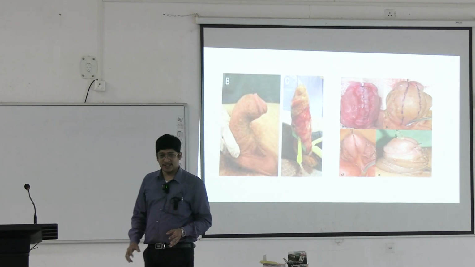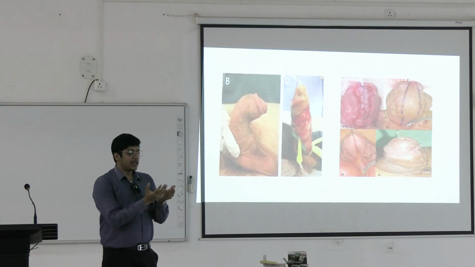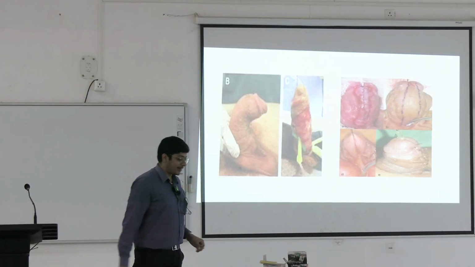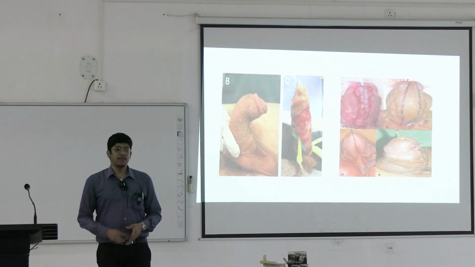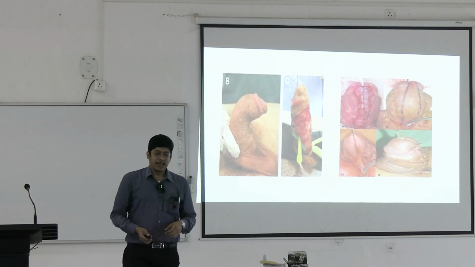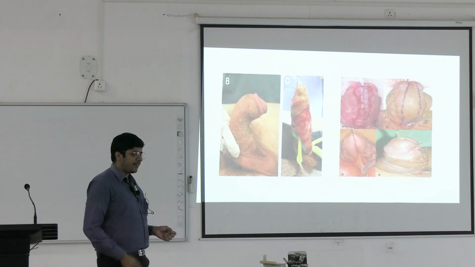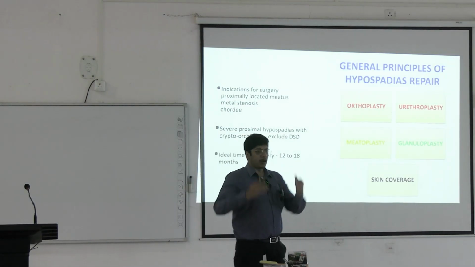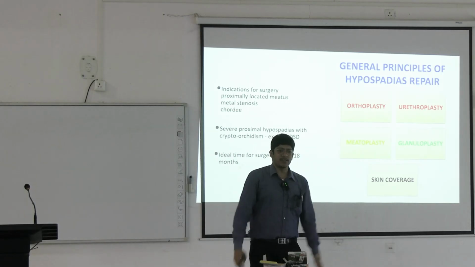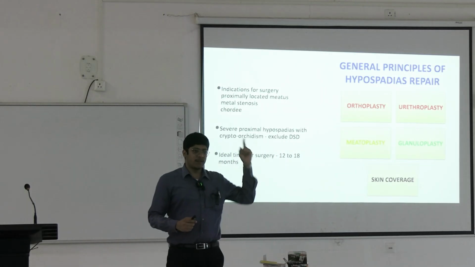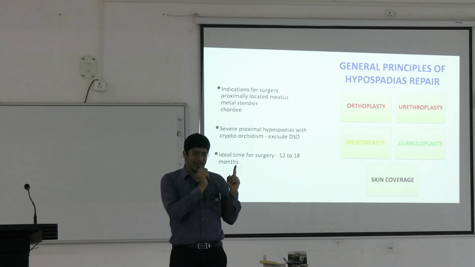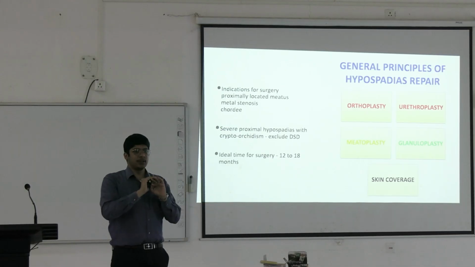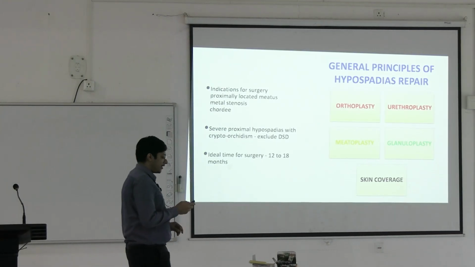That is called meatoplasty. Once the new meatus has been done, we need to reposition the glans penis around the new urethra. That is called glanuloplasty, and eventually we need to cover everything with local skin flaps harvested from the penile skin itself. So that is skin coverage. Did you get a basic idea of the sequence of events? So first correction of chordee, then make the new urethra, position it at the tip of the glans, cover the urethra with the glans penis, and finally cover the entire defect with skin.